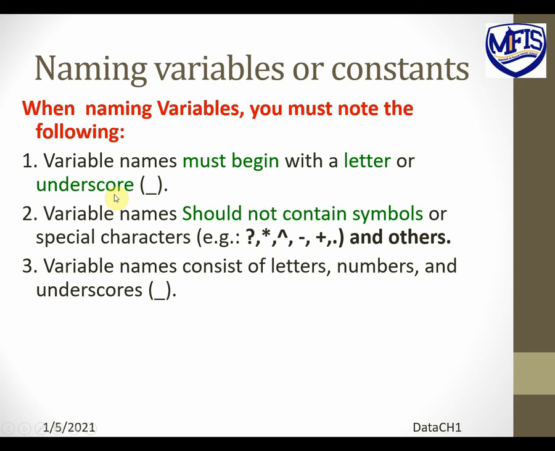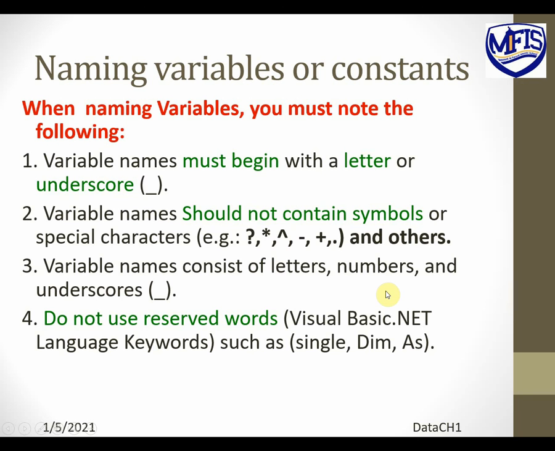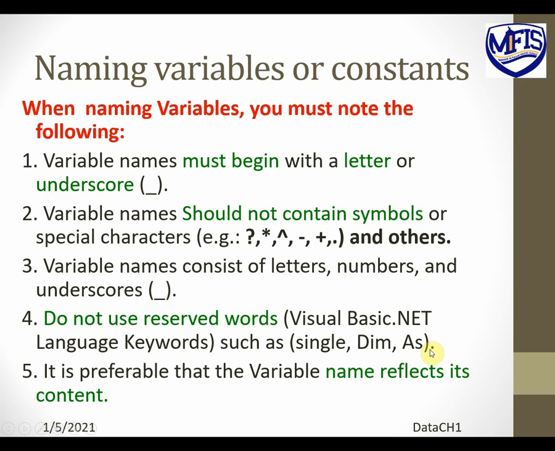We can't begin it with a number. It may consist of numbers, but we can't begin it with a number. The fourth rule: we shouldn't use any reserved word. The Visual Basic.NET language has keywords. These keywords shouldn't be used in naming variables or constants, such as Single, Dim, Add. These are words reserved for the Visual Basic.NET language. And finally, it's preferable that the variable name and constant name reflect its contents.